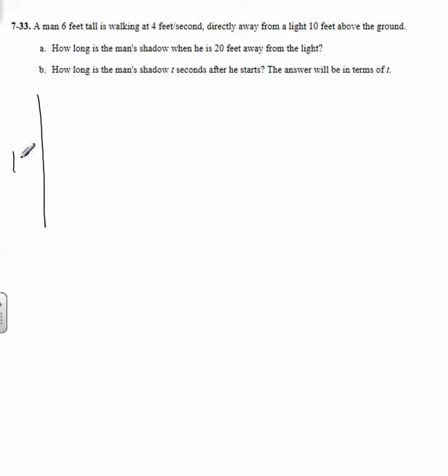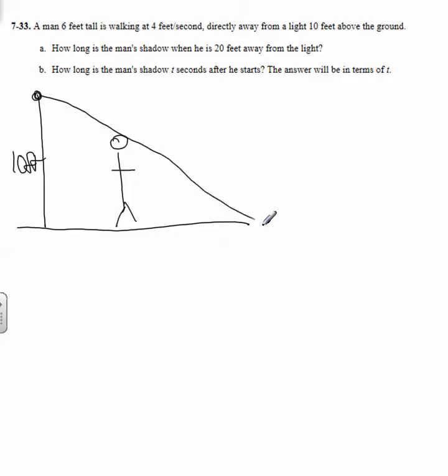Here's my light, 10 feet above the ground. Here's the ground. There's a man walking away from there. And here's the light shining on him. Now, where would the shadow be? That's one of the tough things for some people to picture, but the shadow would be cast right here as the light went past him and his body blocked the light from this area right here.